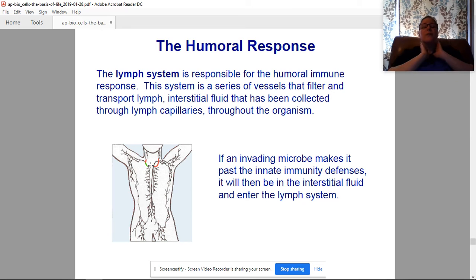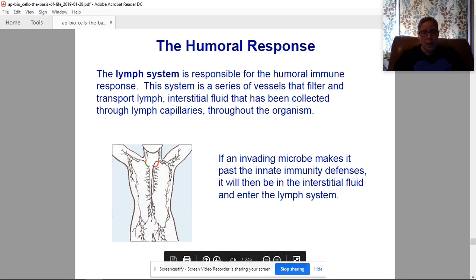Now, when you think lymph nodes, which you usually feel here in the neck, they're there because you can see them. They're closer to the surface, so we tend to notice those. But there are lymph nodes throughout your body. You may get swelling in the groin. You may get swelling in the armpit. Some of these other ones you may not notice because they're so deep, but they are there, and this is where you would have those swellings. So if an invading microbe makes it past the innate defenses, then it will get into the interstitial fluid and enter the lymph system. And the lymph system will gather it in these lymph nodes to kill it.